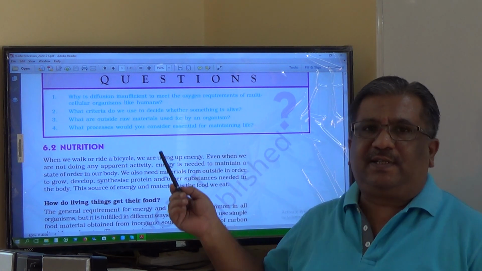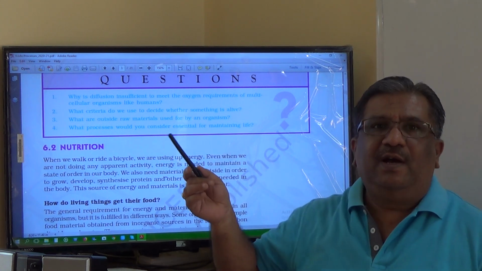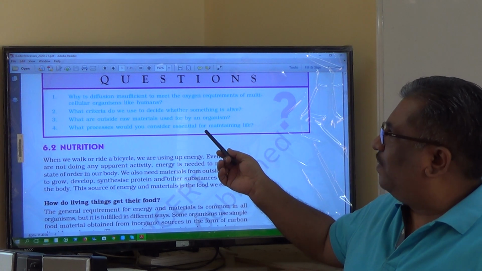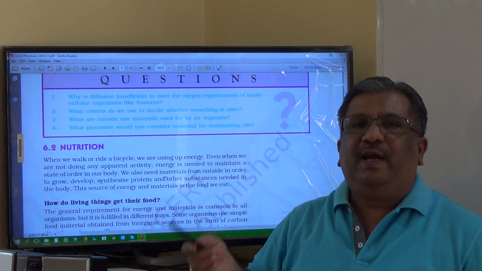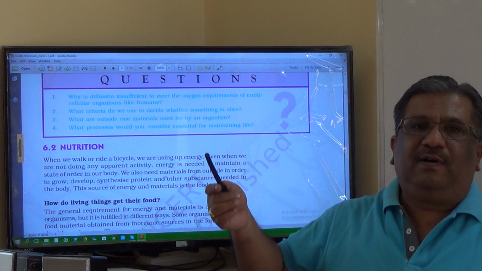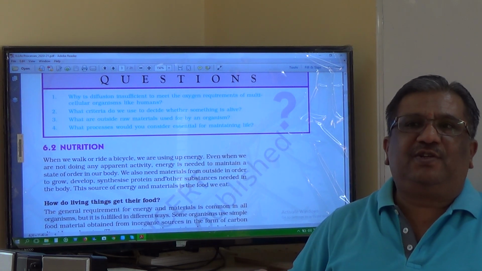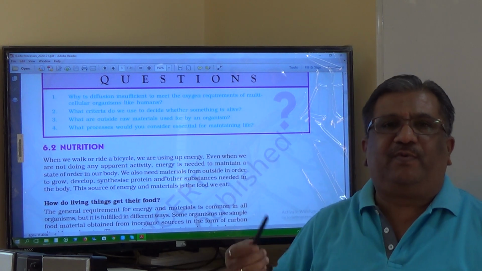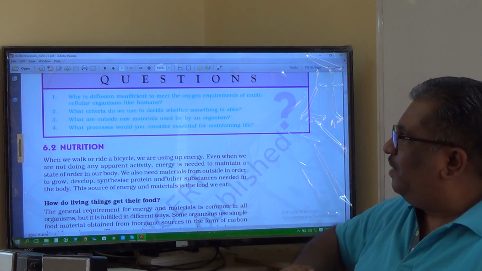What are outside raw materials used for by an organism? That I have discussed in detail. Especially for plants, it will be something like CO2, water, etc. For us, it is oxygen and some food material, external food which we depend upon, which I have discussed already.